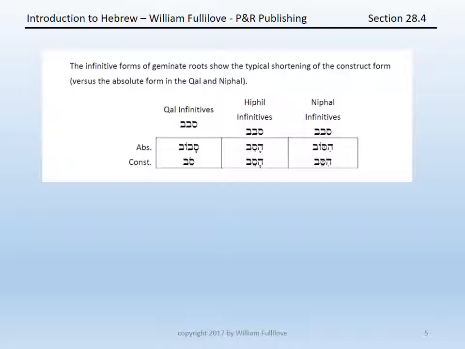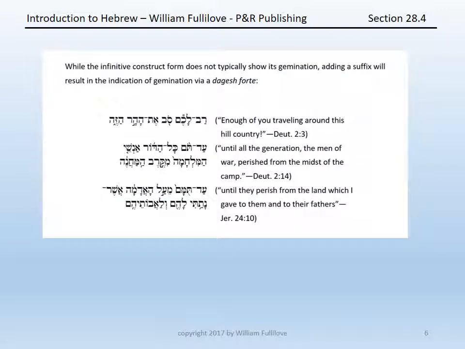The infinitives of geminate roots will, in the qal and nifal, as expected, have a shorter form for the infinitive construct than the infinitive absolute. So in the qal, the infinitive absolute is savov, which is regular, and the infinitive construct is just sov. In the hiphil, the forms are identical as hasev for both. And in the nifal, the absolute is hissov, and the construct is hissev. Look at these three examples.